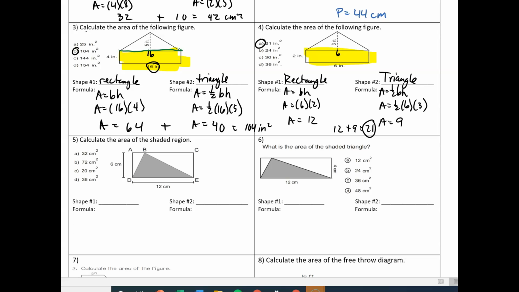So you should have gotten A as your answer for 4, right? The base times height for the rectangle was 6 and 2. That gave you 12. Base and height for the triangle were 6 and 3. That's 18, but then take half of it, so that's 9, and 12 plus 9 is 21.